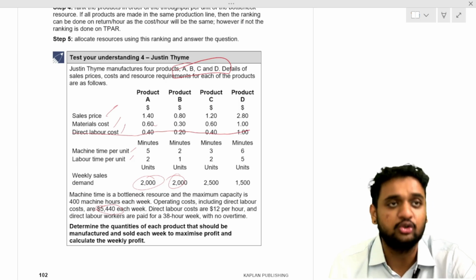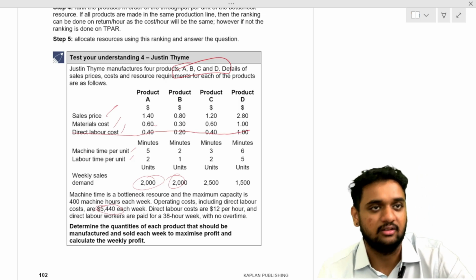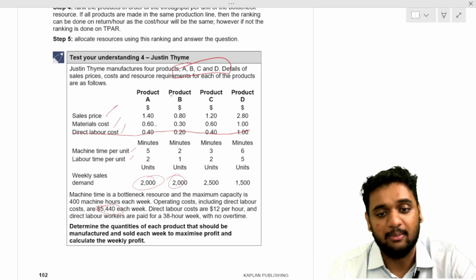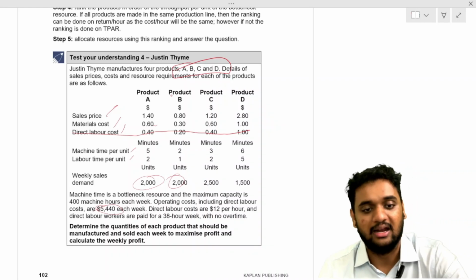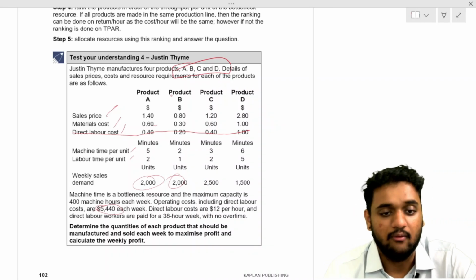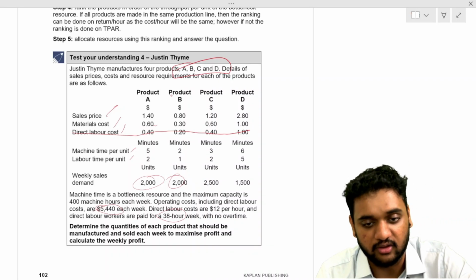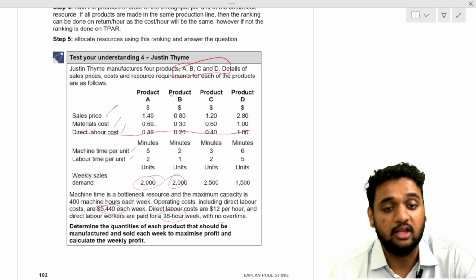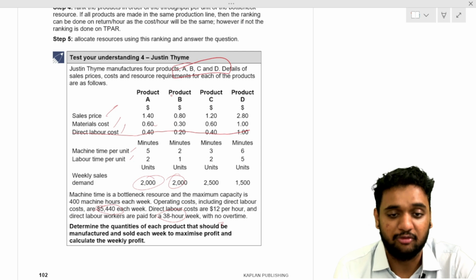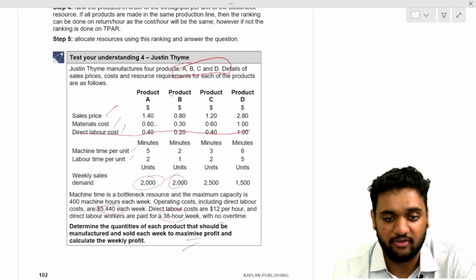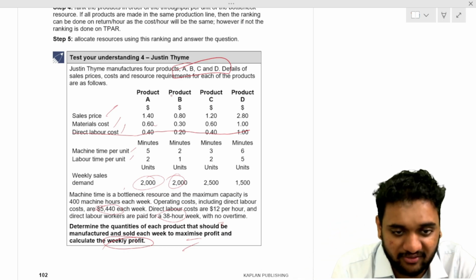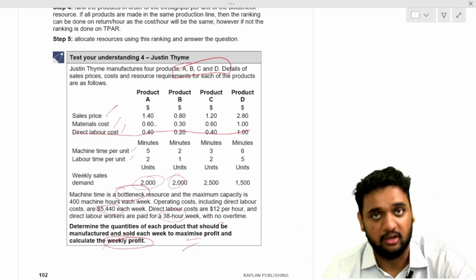Understood? Because the operating cost should include it. That is the assumption. In our assumption only material is a variable cost. Direct labor costs are $12 per hour, and workers are paid a 38-hour week with no overtime. Whatever it is, we'll not care. We'll come to that later. Determine the quantities of each product that should be manufactured and sold in order to maximize the profit, and calculate the weekly profit. First, when you see the word bottleneck, you should know that it is from this chapter.